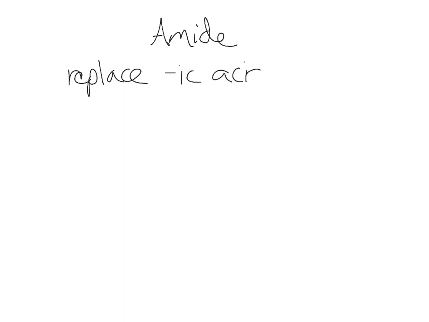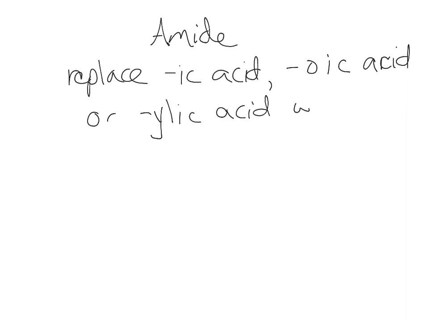Let's name amides last. Well, second to last. So with amides, you replace the ic acid, or if it was oic acid, or ilic acid, with the word amide. If it's a secondary or tertiary amide, you have to name the alkyl groups with the letter N in front of them to show that they're coming off of the nitrogen.